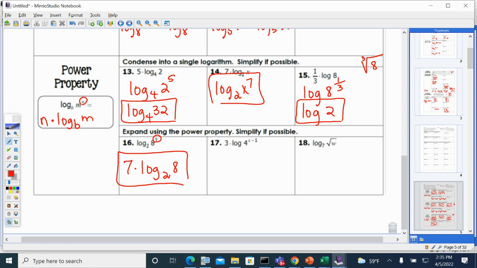Number 17 is a little different because you have a product out front already, and then you have this x minus 1 that is also going to become part of the product. So you would have 3 times the x minus 1 in front of our log, which would be 3x minus 3 times that log of 4.